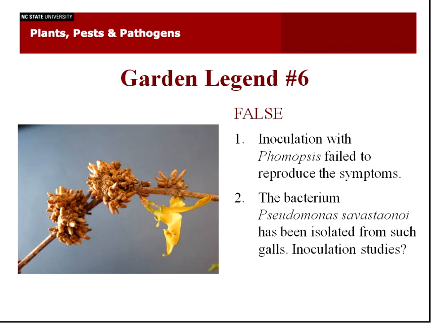Phomopsis had been isolated from this kind of gall, but the paper that was published actually many years ago now, I have to go back and look up the date, where they tried to re-inoculate the fungus onto the plant and see if they could reproduce those symptoms, was a failure. And now we're still at the isolation stage. I don't know if the inoculation studies have been completed, but this makes a lot more sense. They found the bacterium Pseudomonas savastanoi in this kind of gall, which is known, for example, to cause olive knot, and we'll talk about that particular bacterium in a little bit.